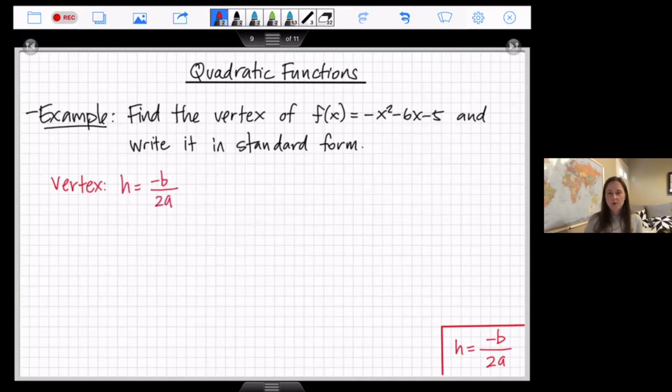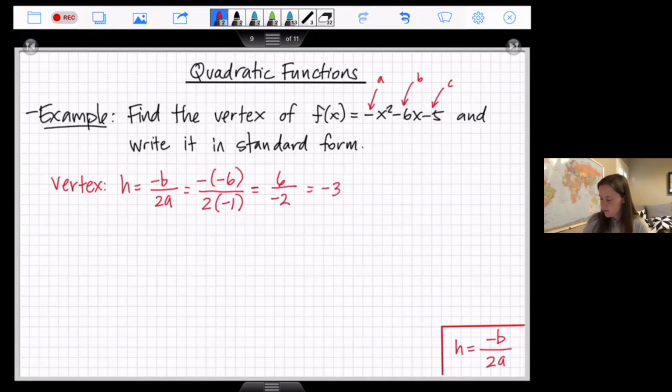So let's go up to our quadratic function. We've got a negative 1a, a negative 6b, and a negative 5c written in general form. And then let's see, so I've got a negative in the formula. My b is negative 6. And then 2 times a, which is that negative 1 coefficient stuck to the x squared. And this gives me a positive 6 on top and a negative 2 on bottom, or a negative 3. So I know that my vertex has to be negative 3 comma something.